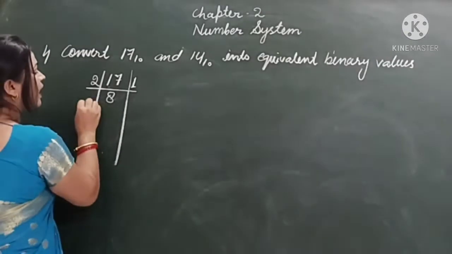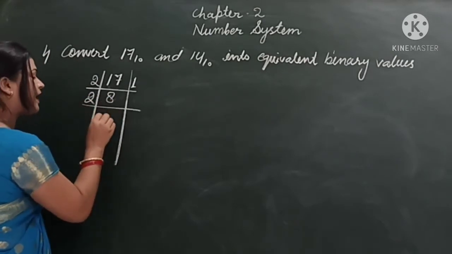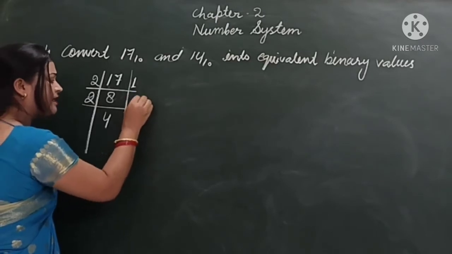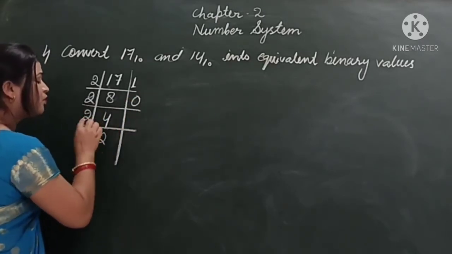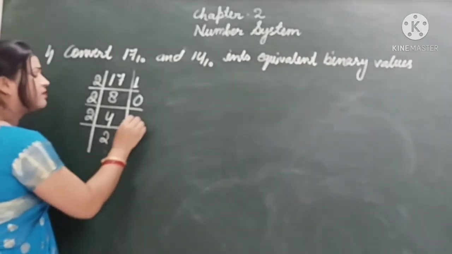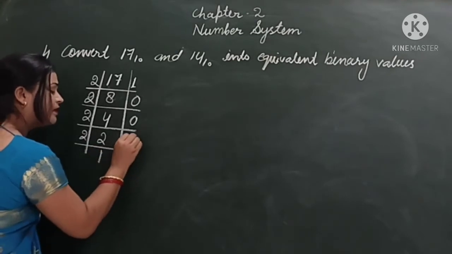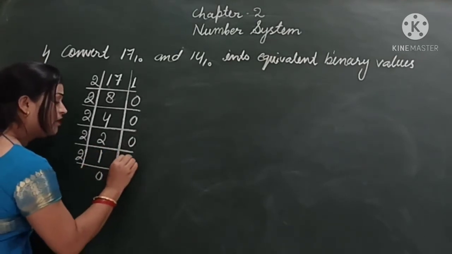Okay. Now we divide this 8 again by 2. 2 4s are 8 and remainder is 0. That we write on the right hand side. Again we divide this 4 by 2. 2 2s are 4 and remainder is 0. Again 2 1s are 2, remainder 0, and 2 zeros are 0, then remainder 1.